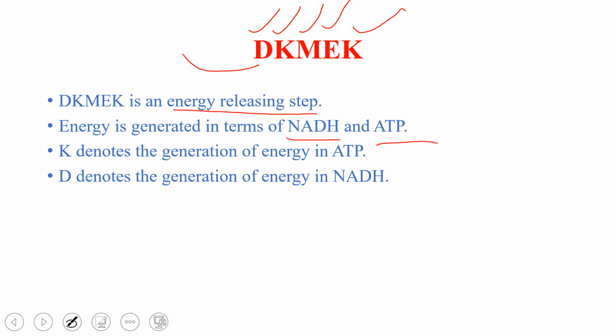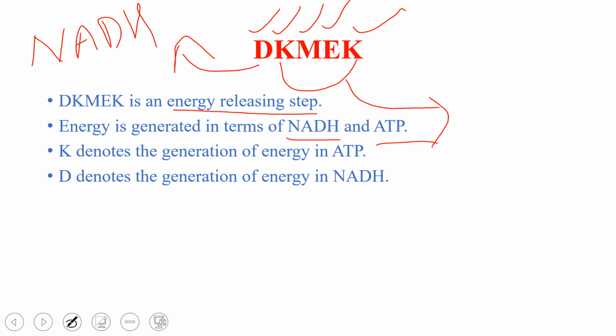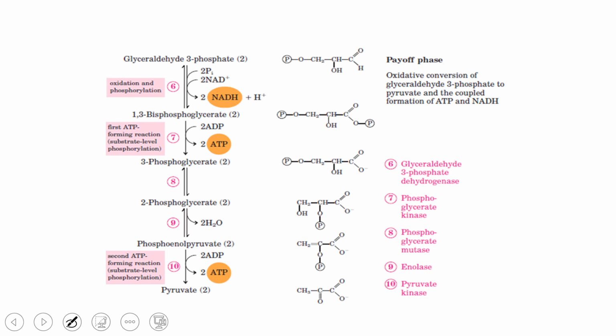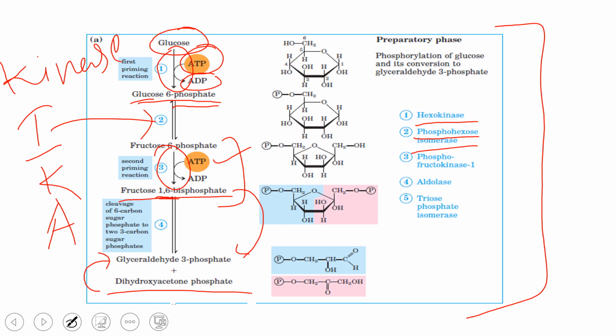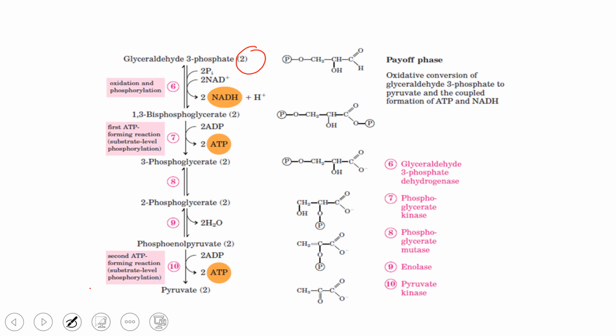The D is the dehydrogenase, which will generate energy in the form of NADH, and there are 2 K that will generate energy in the form of ATP. Now if you see here, there is a 2 written, which means there are 2 compounds of glyceraldehyde 3-phosphate, because the dihydroxyacetone phosphate is converted into glyceraldehyde 3-phosphate. So there are 2 glyceraldehyde 3-phosphate, and all these 2s represent that there are 2 compounds.